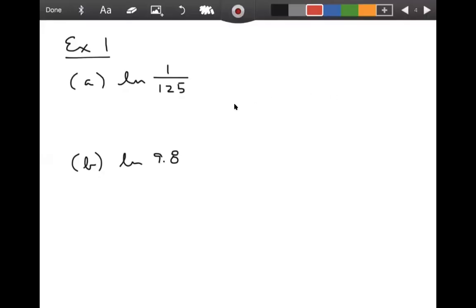All right, so we want to write these logarithms in terms of natural log 5 and natural log 7. Let's write this as natural log of 1 over 5 to the third. 125 is 5 to the third. Using the reciprocal rule, the natural log of 1 over 5 to the third would just be the opposite of natural log 5 to the third. And then using rule number 4, the power rule, you can take this 3 and go. So the natural log of 1 over 125 is equal to negative 3 times the natural log of 5.